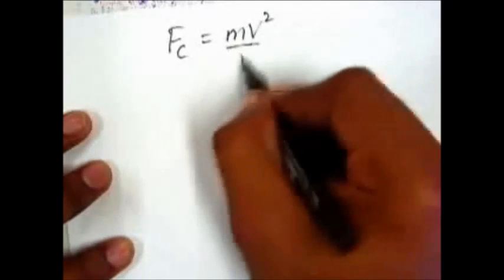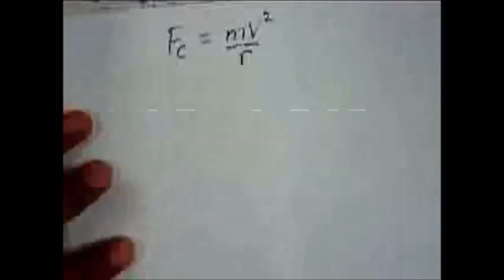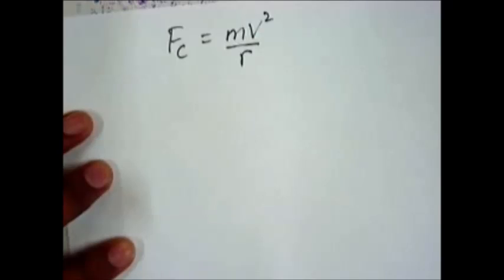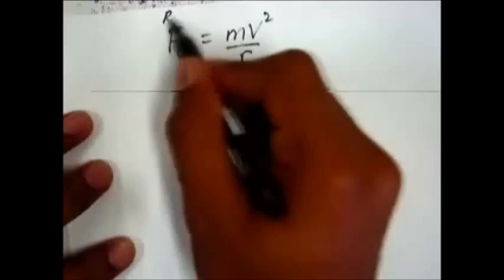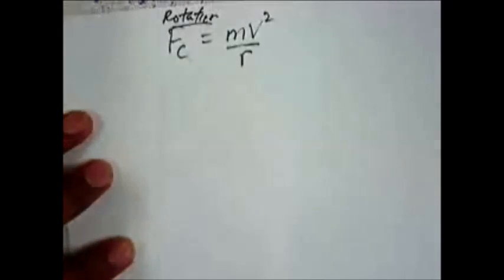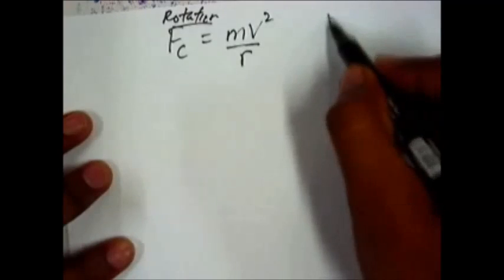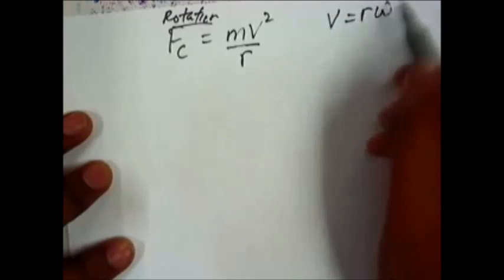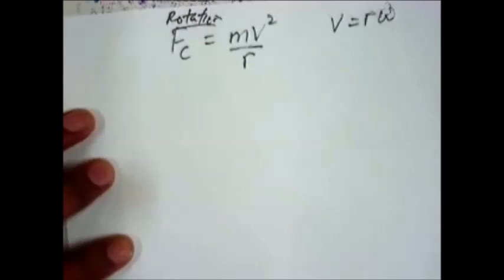mv squared over r. Okay, now you can have questions where v is not given directly, but because this one is still part of rotational, whenever an object is going in a centripetal, in a circular motion, it is actually in a rotational motion. So you can still apply your v is equal to r omega.